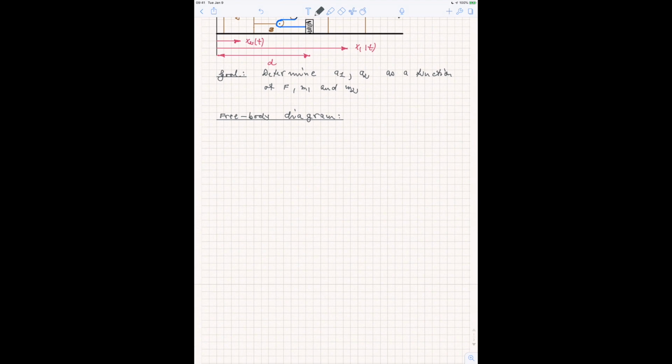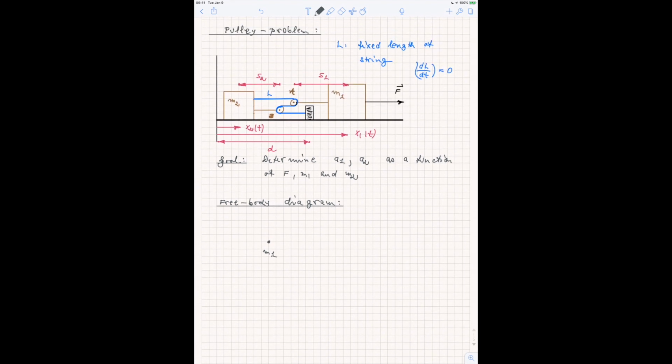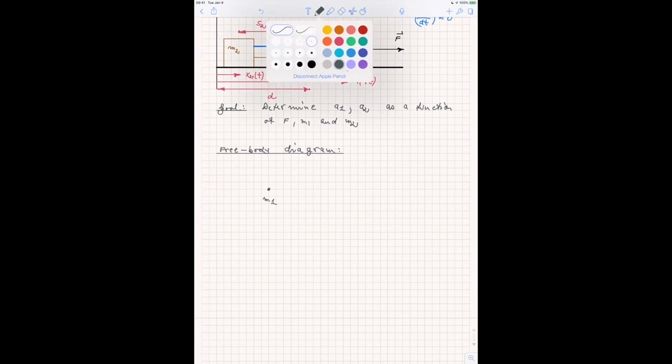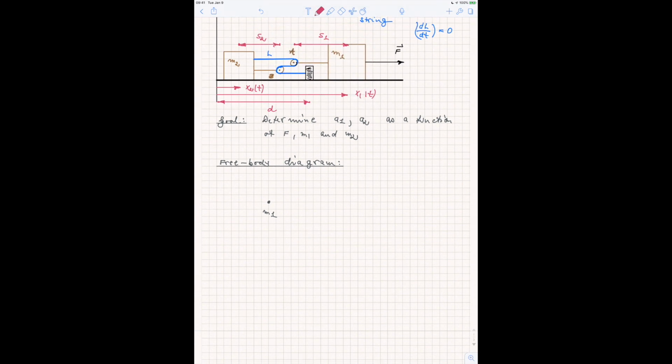So now let's see. Let's symbolize mass M1 here, concentrated in a point rather than this big box. And let's draw here a free body diagram. So what forces are acting on mass M1? Well, it's the force F from left to right. That's number one. Direction matters; the magnitude, the length of your vector, does not matter.